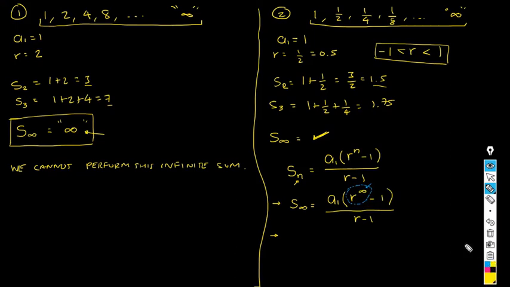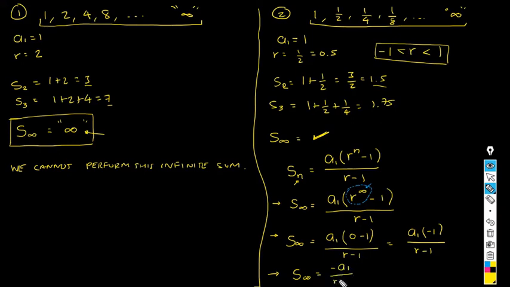So basically, what we can do is this. Let's write again: the sum of the infinite number of terms is equal to a1 times 0 minus 1 over r minus 1. Let's continue here: a1, the parentheses will be minus 1, over r minus 1. And finally, we get the following formula. And there you have it.